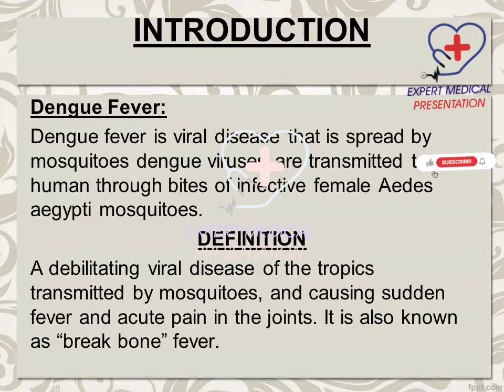Introduction. Dengue fever. Dengue fever is a viral disease that is spread by mosquitoes. Dengue viruses are transmitted to humans through bites of infective female Aedes aegypti mosquitoes. Definition. A debilitating viral disease of the tropics transmitted by mosquitoes, and causing sudden fever and acute pain in the joints. It is also known as breakbone fever.